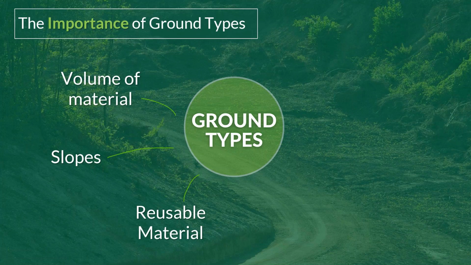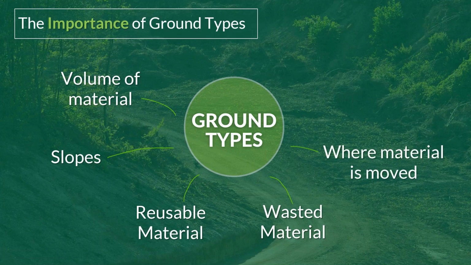Ground types are going to impact the ability to define what is reusable material that you can include in the construction of your prism, or what material is going to be wasted. By defining these different ground types, we can figure out what material we can work with, where that material is coming from, and where it's being moved to. Accounting for that within the model helps us figure out how many truckloads of material we're going to need, where it's coming from, and where to move it to as we go into the construction part.